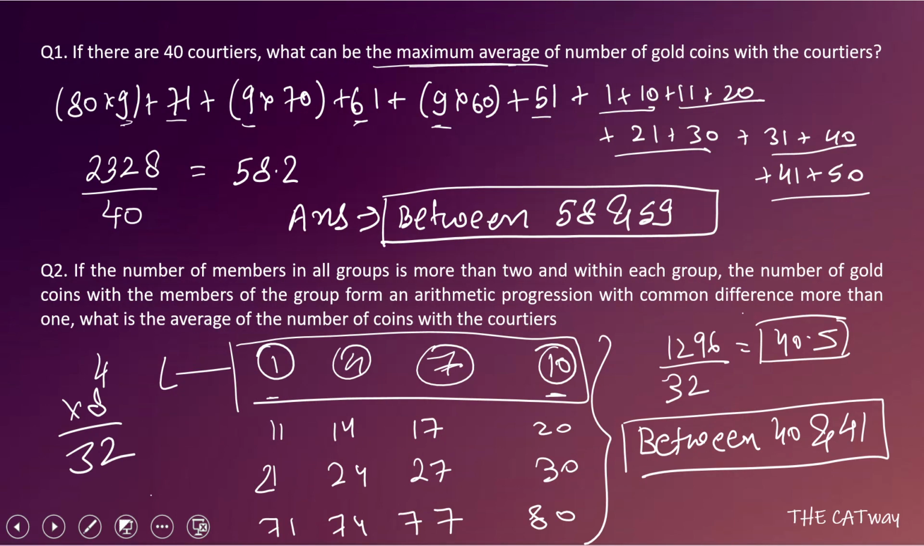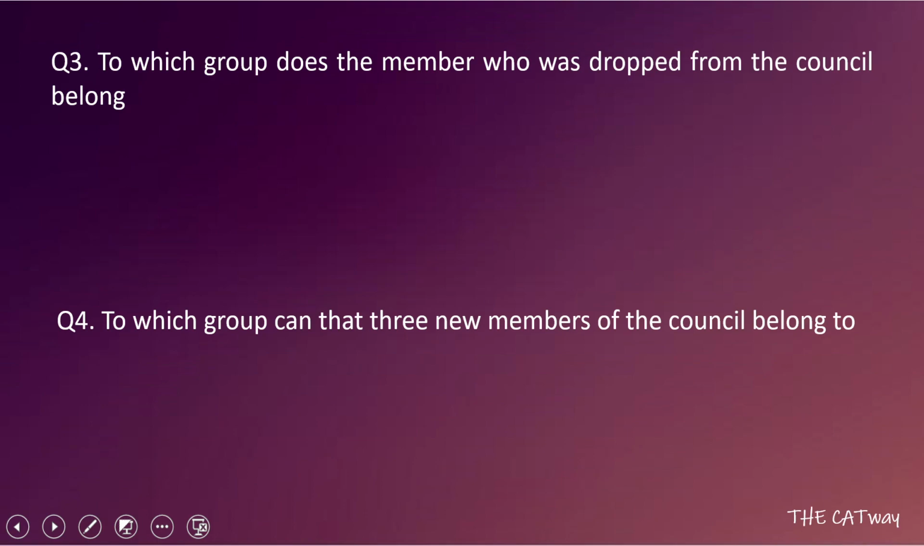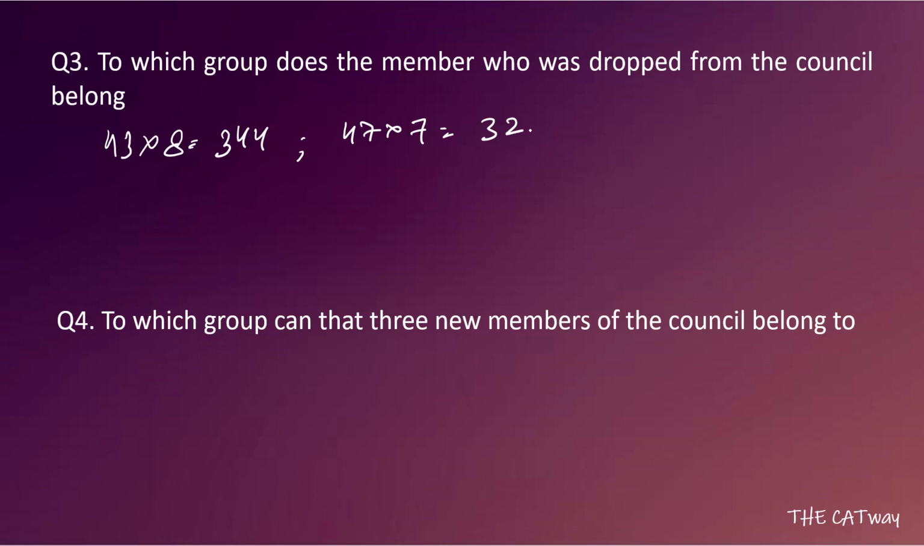Let's see what the question says. To which group does the member who was dropped from the council belong? A very easy question, I would say. See, earlier you had 43 average with 8 people. So your total was 344. After removal, you have 47 average with 7 people. That is 329 total. That means a person with 15 gold coins was removed.